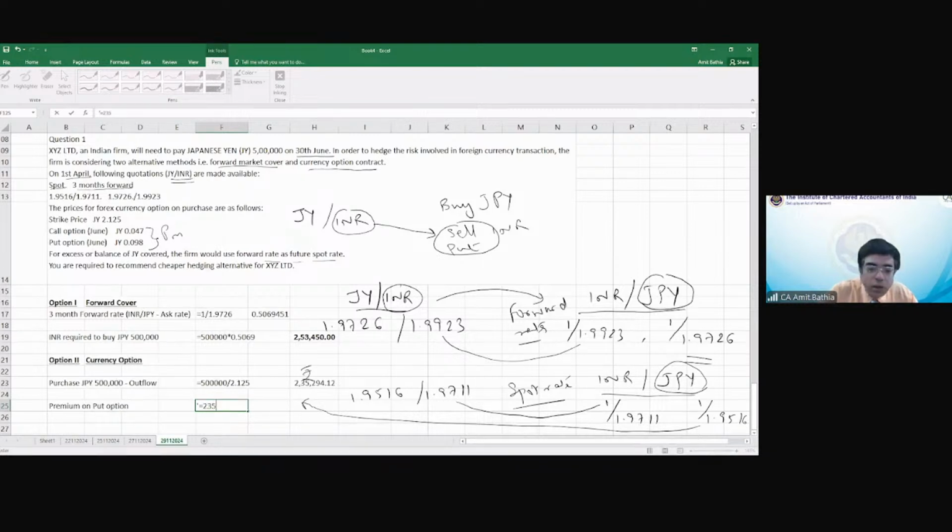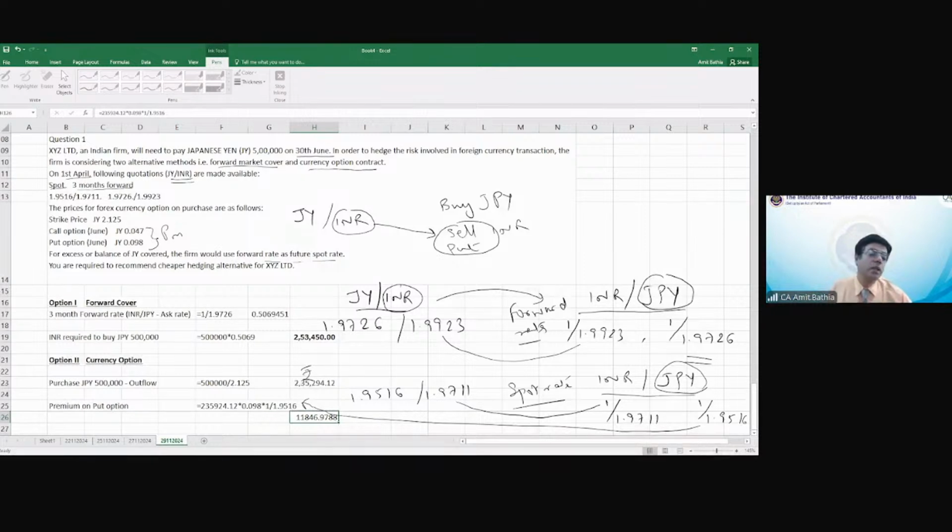So here now I will have 235,924.12 into, since I am going to be selling as such the put option, 0.098 into 1 divided by 1.9516. Okay, got it. Is that clear to everyone now? Yes? No, sir. Sorry.